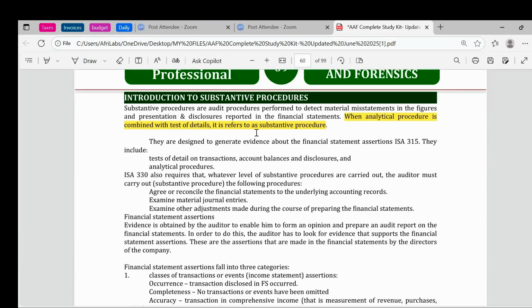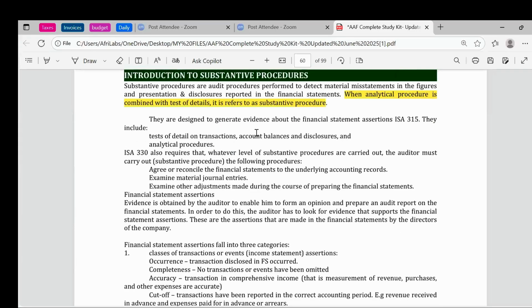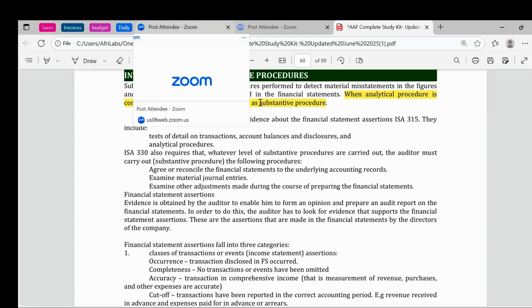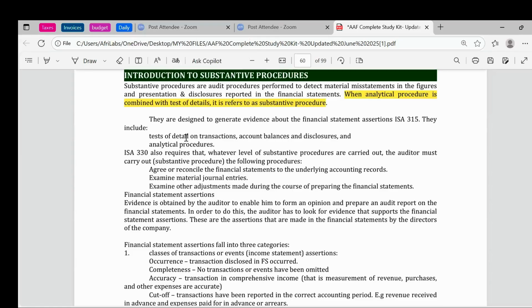So basically, you start to use your substantive procedures when, to a large extent, the internal control of that entity is relatively weak. And I was saying that a lot of the Big Fours in Nigeria, their initial assumption is that internal control will not be intact in this organization. So they always resort to carrying out substantive procedure. It's just a more detailed test.